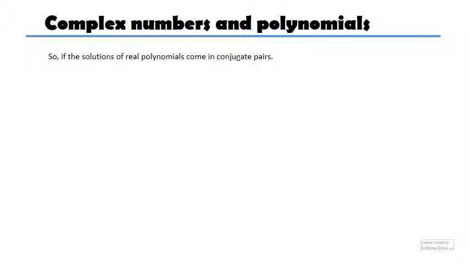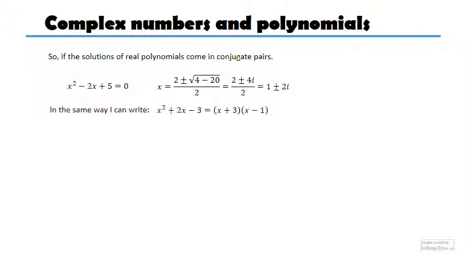So if I have this quadratic here and I solve it, I'm going to end up with the following two solutions. Again, complex conjugates. 1 plus 2i is one solution of this quadratic equation, and 1 minus 2i is the other solution. So in the same way that I can write a quadratic that has two nice real roots in factorized form, I'm going to be able to do the same thing with this one.